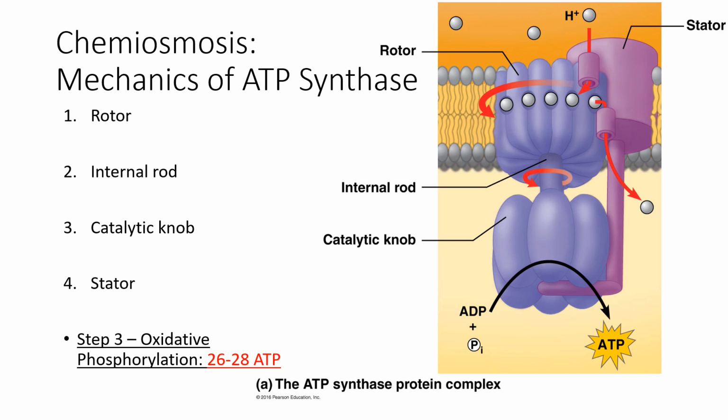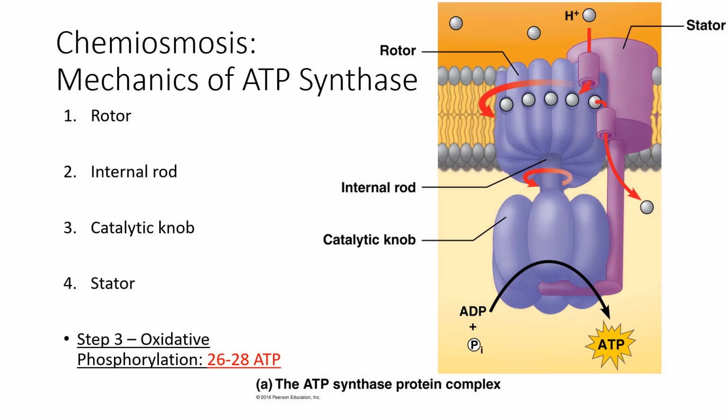But why does everything stay in place? A lesser player that is our fourth part in our ATP synthase is the stator. It acts as a channel for the hydrogen ions to come into the rotor as well as to exit the rotor. So it is that ion channel portion of ATP synthase, which will also act as holding the catalytic knob in place as well.